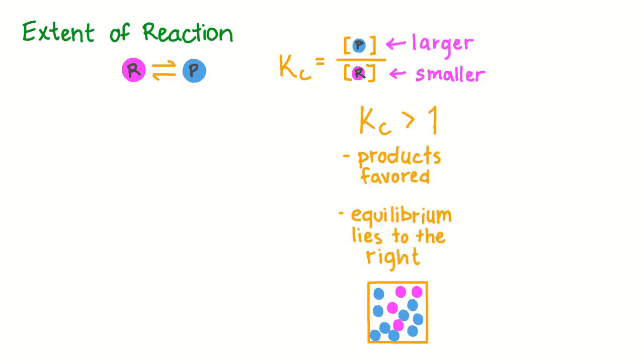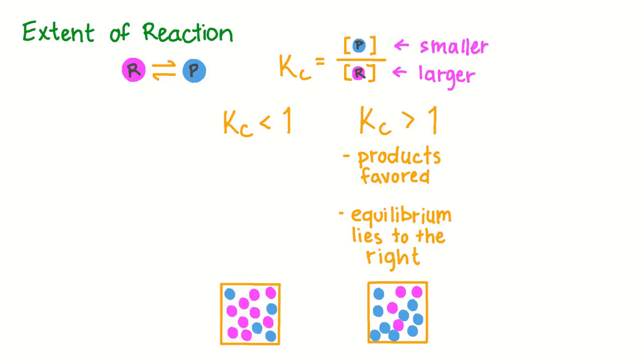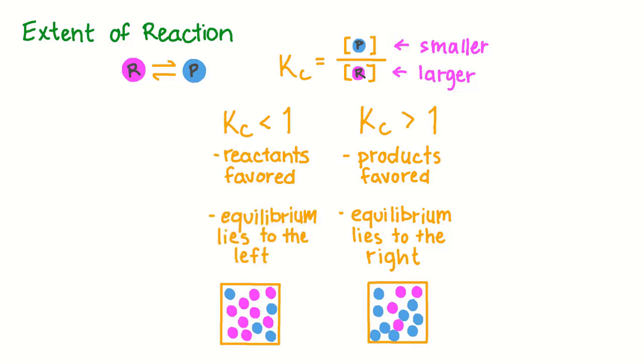Or we might say that the equilibrium lies to the right. If the value of Kc is less than 1, that means that the value in the denominator is larger than the value in the numerator. In other words, the concentration of reactants is greater than the concentration of products at equilibrium. So the reactants are favored in this case. Or you might say that equilibrium lies to the left.